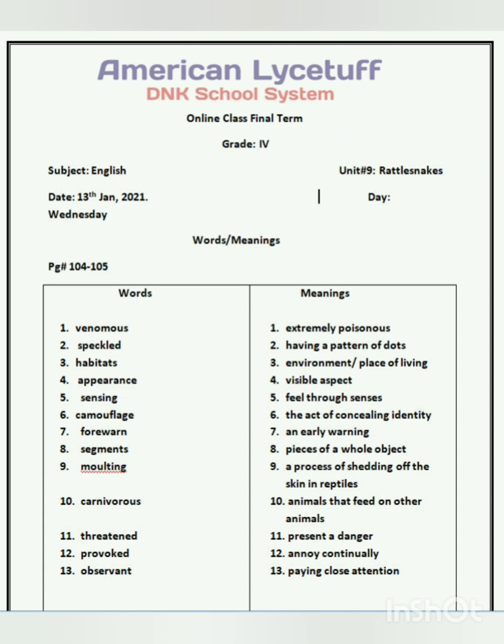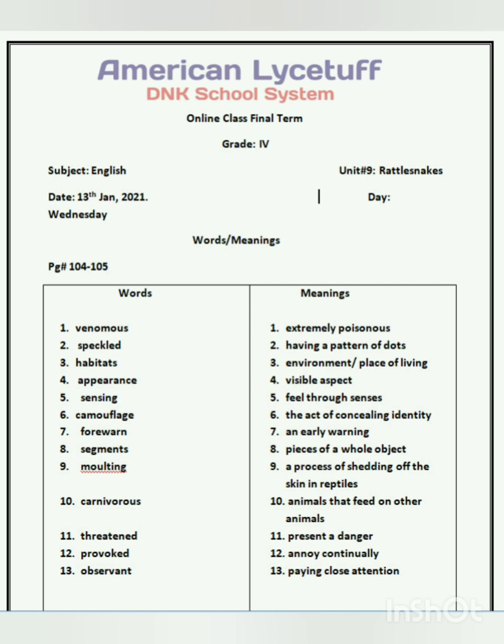It means the environment or the place of living of someone. The fourth one is appearance. Appearance means visible aspect, how someone or something looks apparently. Then we have the fifth one, sensing. It means to feel through the senses. The five senses we have are sight, hearing, smell, taste, and touch. When we feel something through these senses, it means sensing. Then we have the sixth word, camouflage. It means the act of concealing one's identity, the act of hiding something.